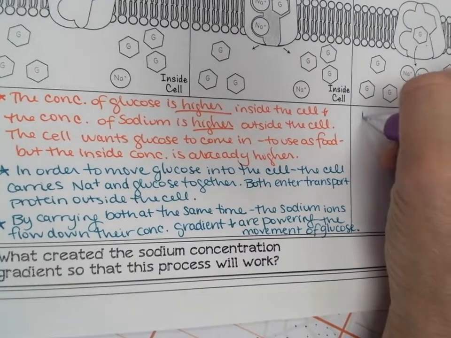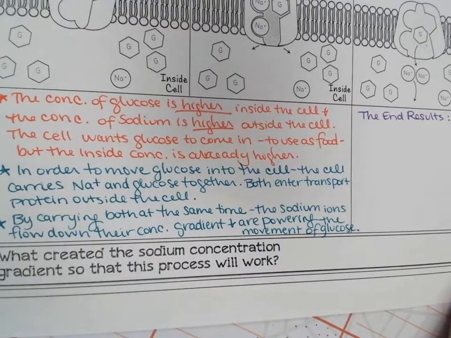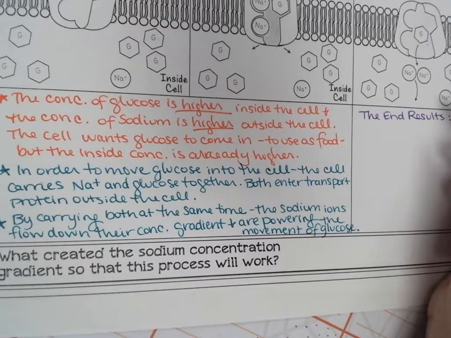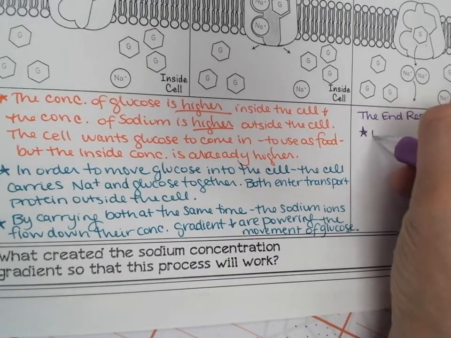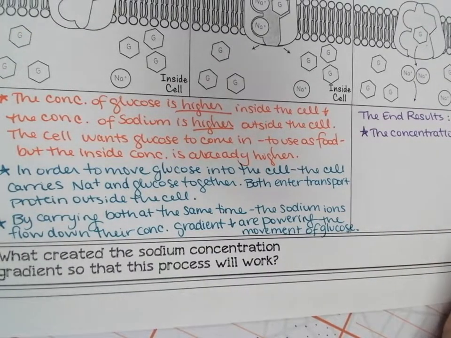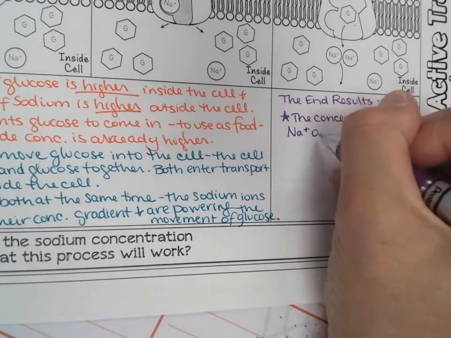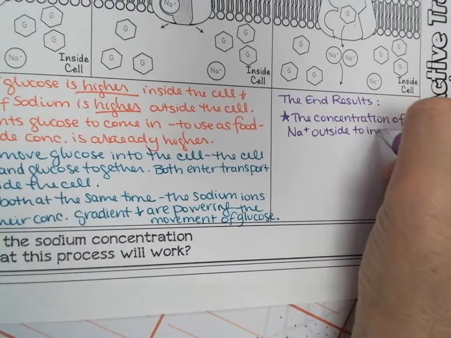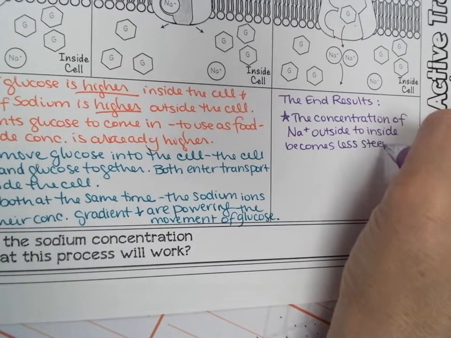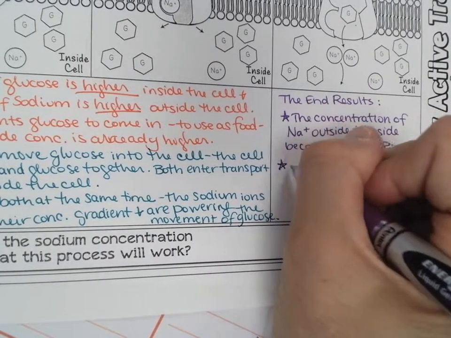So what are the end results? The end results are the concentration of sodium outside to inside becomes less steep. And the glucose concentration inside is increased.